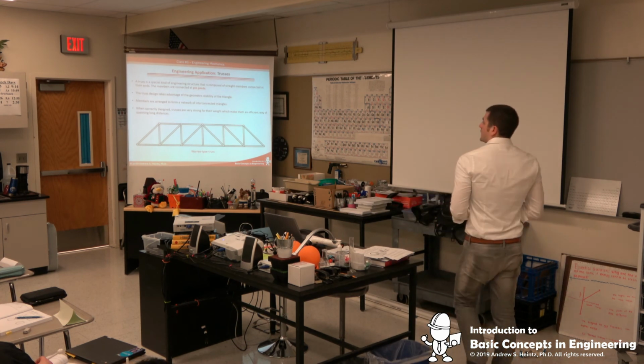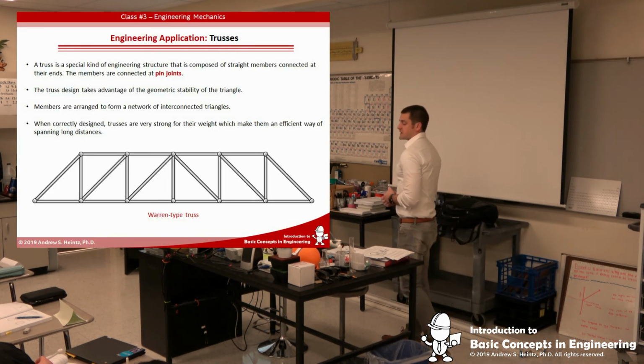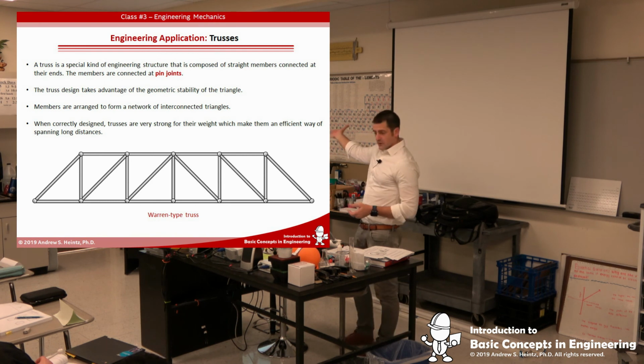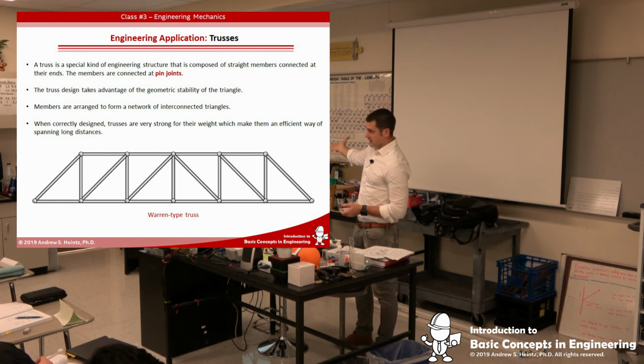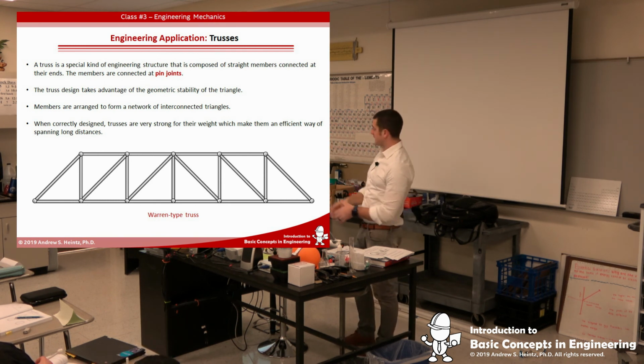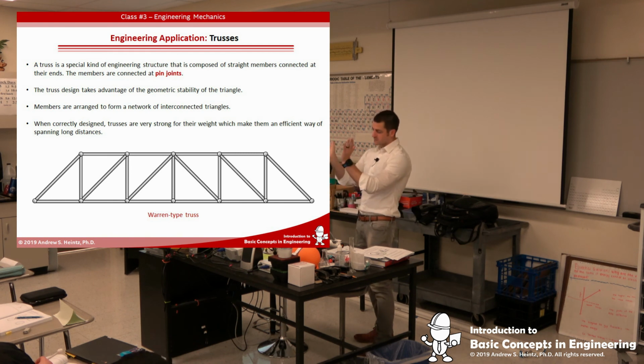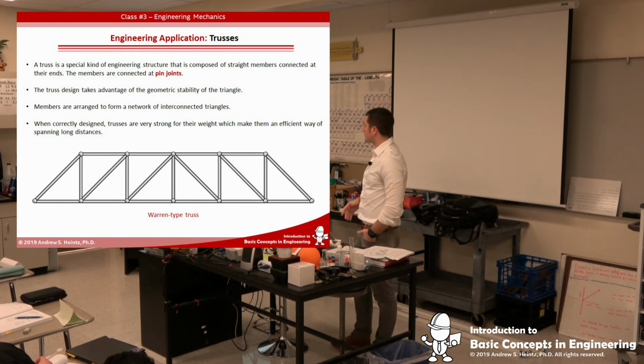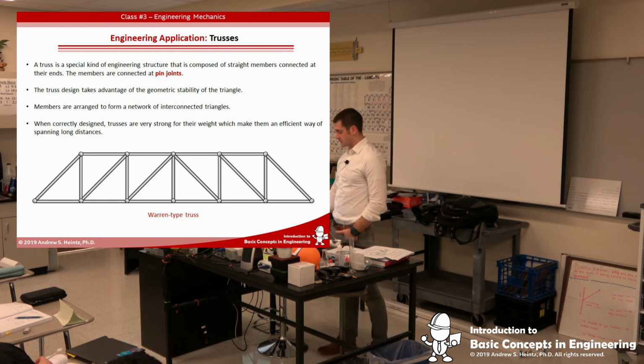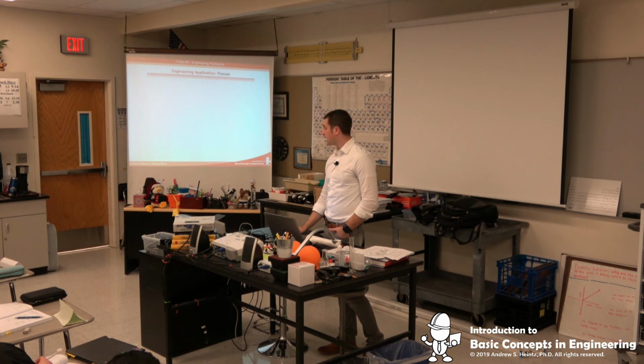Okay, so the truss design takes advantage of the geometric stability of the triangle, right? You can very easily look at that and see a bajillion triangles in there, right? There's not just the little ones, but you're making bigger triangles within smaller triangles. When correctly designed, trusses are very strong for their weight, which makes them a very efficient way of spanning long distances. That's why you see them all over the place, okay?